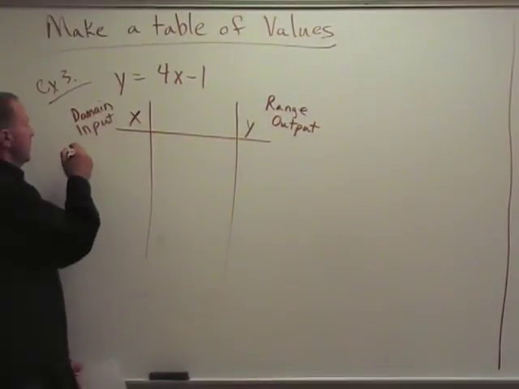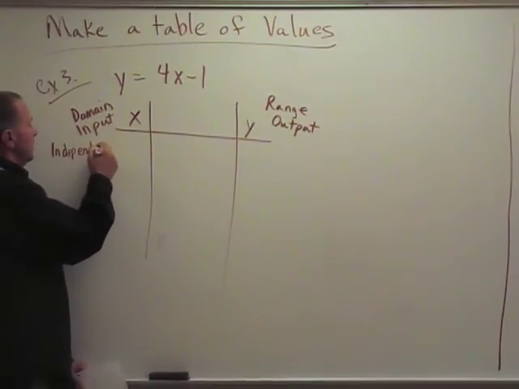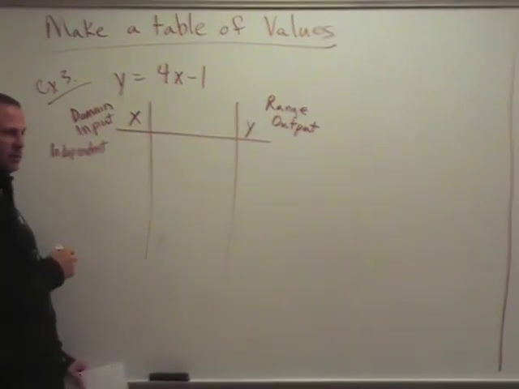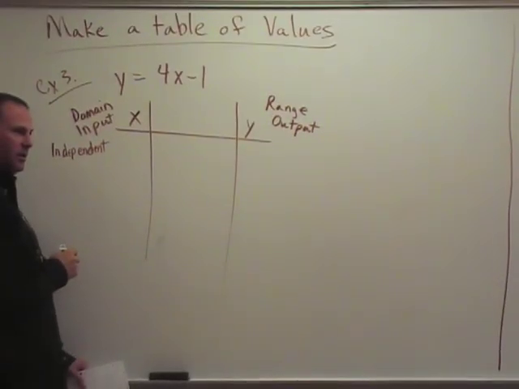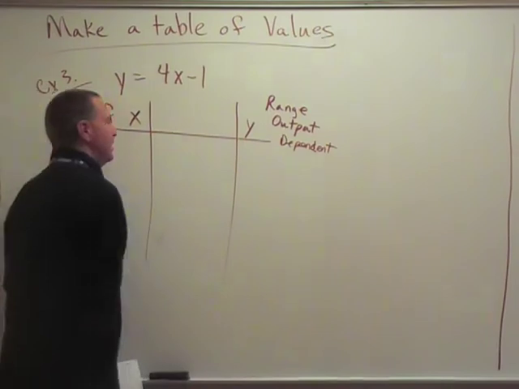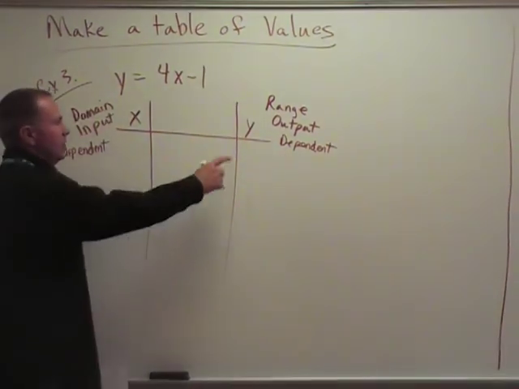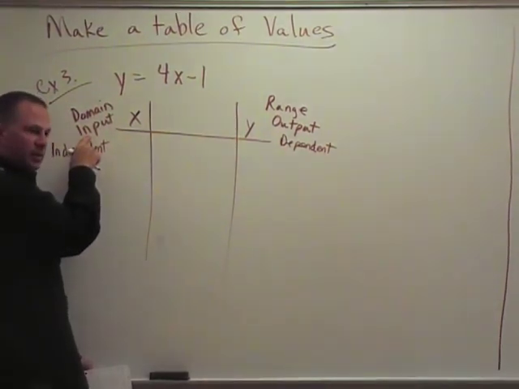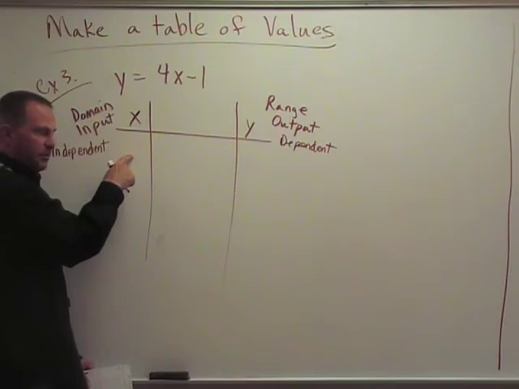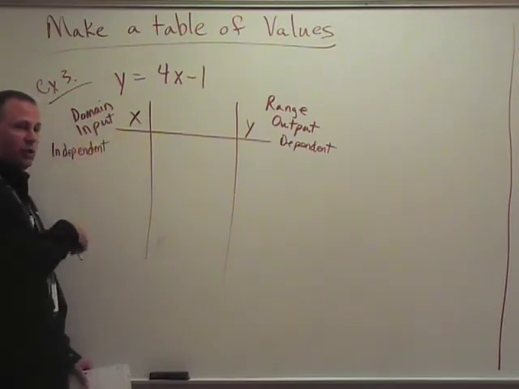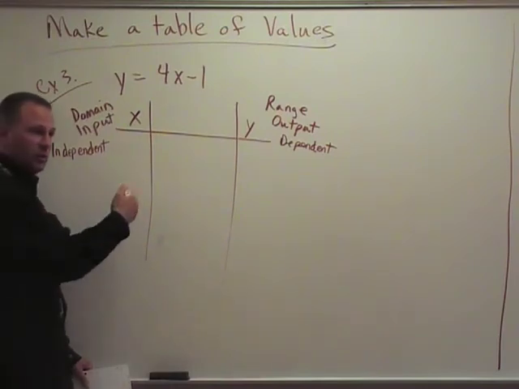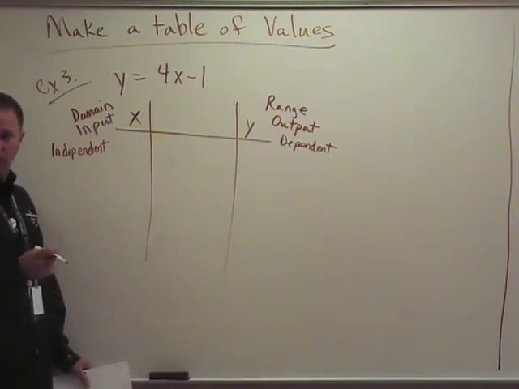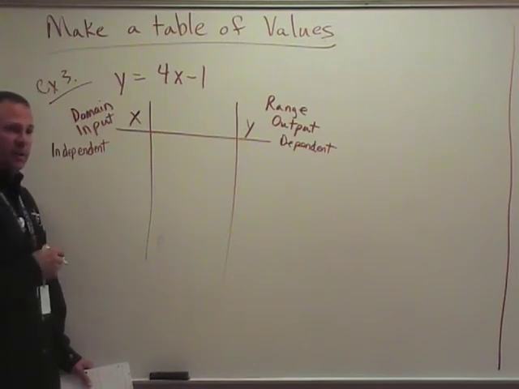And one other thing. The x values are independent. So your y values are? Dependent. What that means is your y value depends on what you put in for x. X is independent because you can choose any value you want to plug into the equation. You remember putting values into the equations? You can pick any value you want.